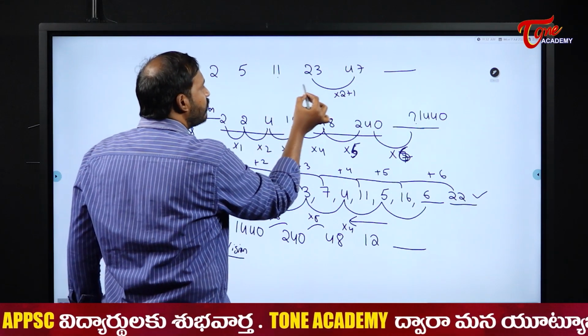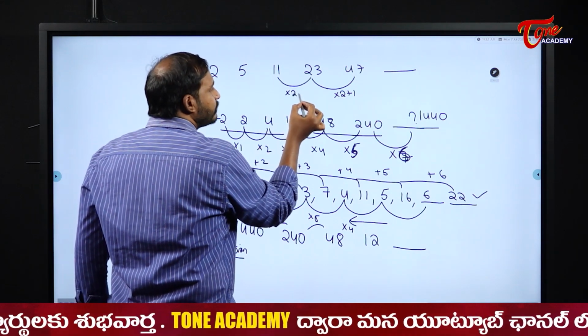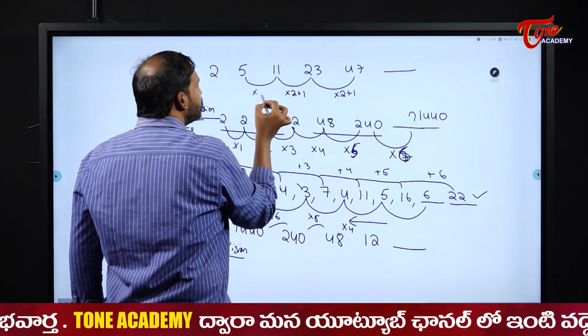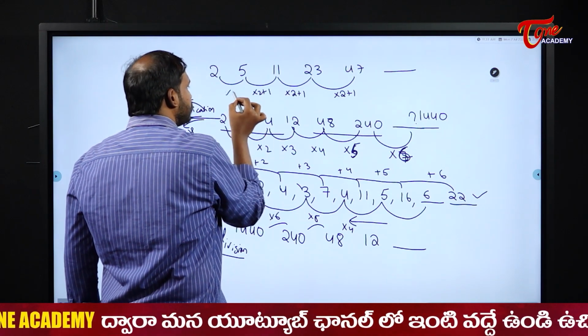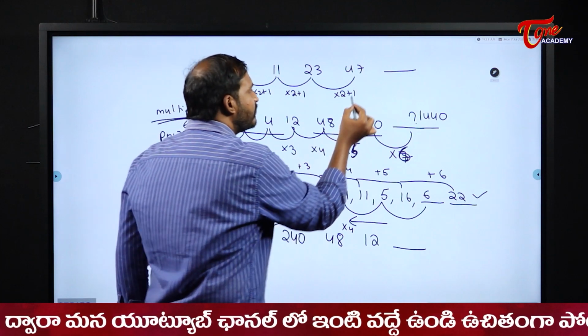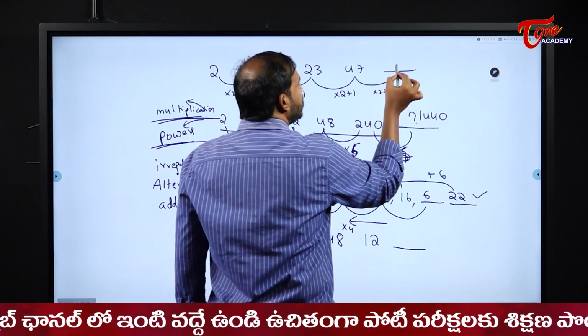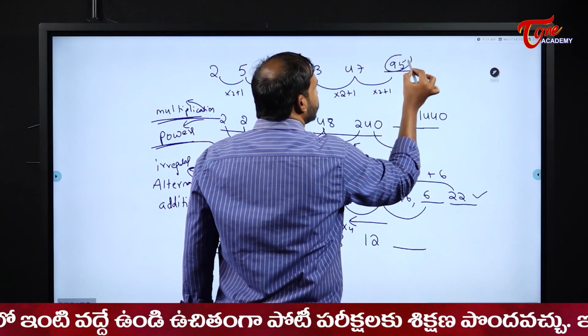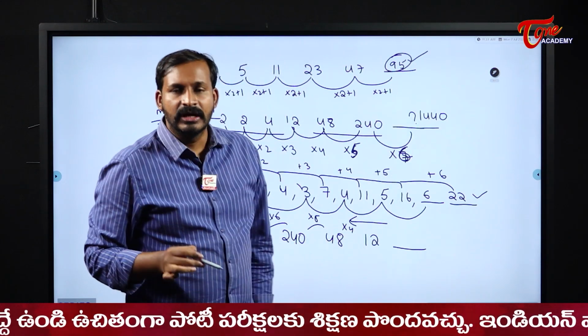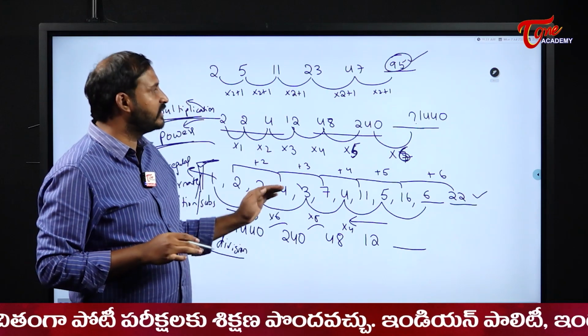Next, from here to here, what is happening? Into 2 plus 1, into 2 plus 1, into 2 plus 1, right? So what will be my next answer? Into 2 plus 1. 47 2s are 94. 94 plus 1, what does it become? 95. Understood?